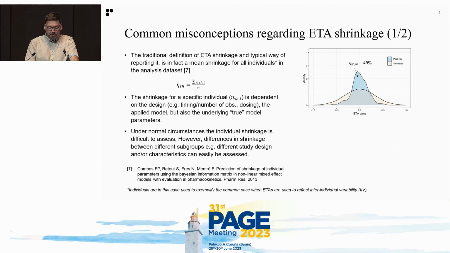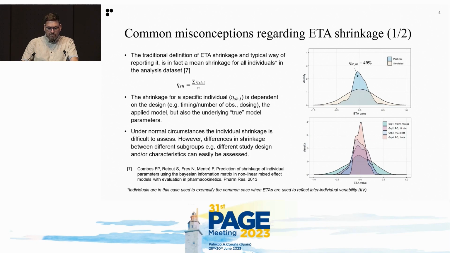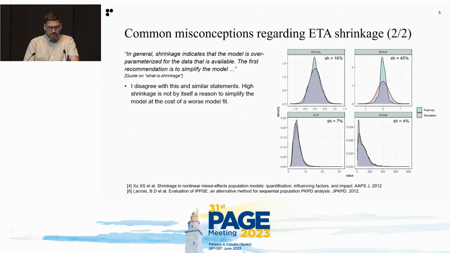This is for all individuals, but if we start breaking that up into different subgroups, we can see that the overall shrinkage of 45% actually is made up by one subgroup with a semi-rich sampling design, both with oral and IV dosing, which has an eta shrinkage for this random effect of 17%, and then other subgroups ranging all the way up to 71% shrinkage for a subgroup with the most sparse design.